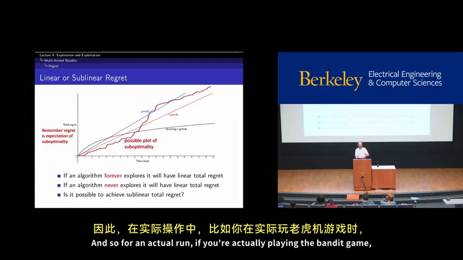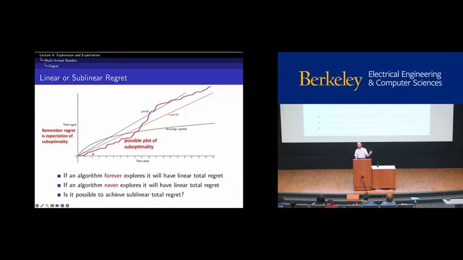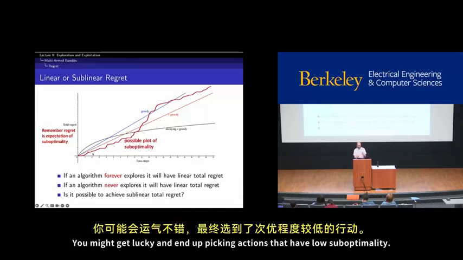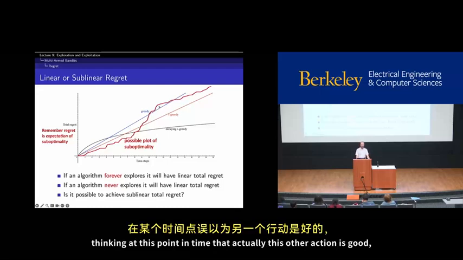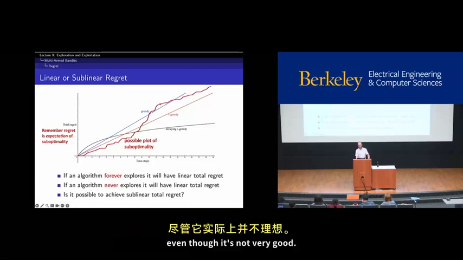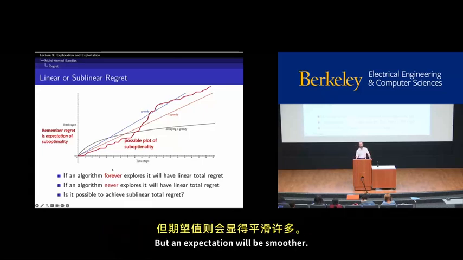And so for an actual run, if you're actually playing the bandit game, the suboptimality might look something like this. You might get lucky and end up picking actions that have low suboptimality. You might get unlucky, thinking at this point in time that actually this other action is good, even though it's not very good. So the actual suboptimality will look much rougher, but an expectation will be smoother.